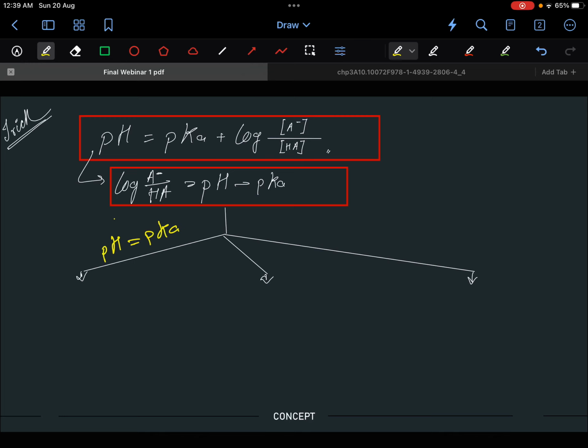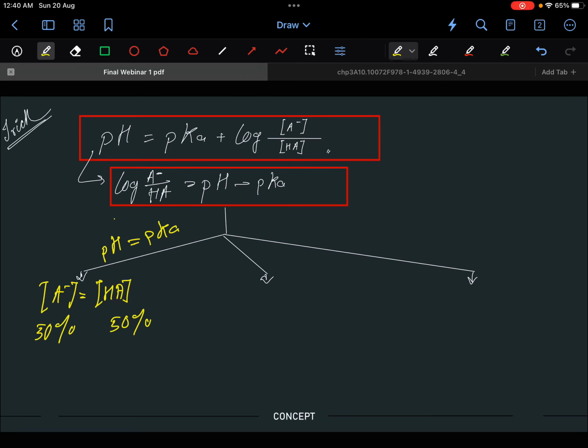So what will happen? This part will become 0, right? Then what will be the anti-log of 0? That is 1. Why is the anti-log of 0 equal to 1? Because the log of 1 is 0. So when it becomes 1, the A minus is equal to HA, right? The concentration of A minus is equal to HA, that is 50% dissociation. 50% is in the deprotonated form and 50% is in the protonated form, right?